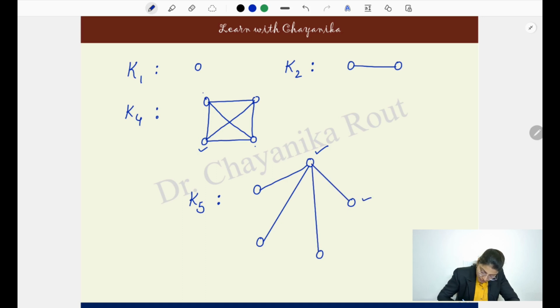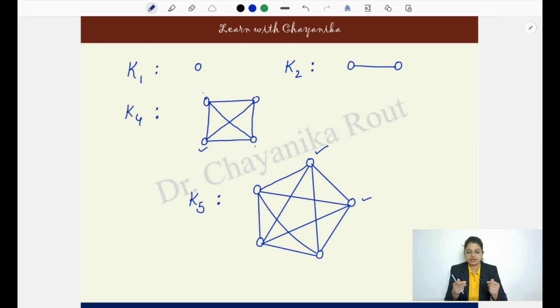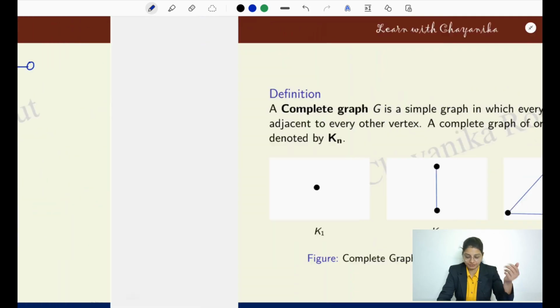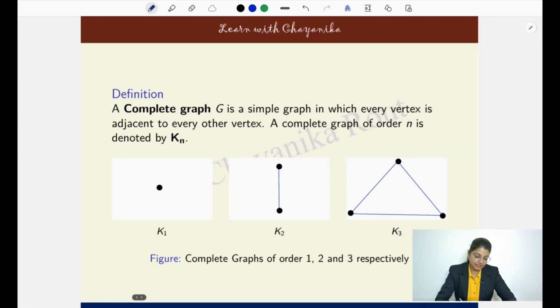Then choose the next vertex, make it adjacent to every vertex. So basically what we are doing is we are drawing an edge between every pair of vertices that we can have. So my suggestion would be, pick a vertex, make that vertex adjacent to all the others, then move to the next vertex, make it adjacent to all the others. Like this, one by one you move to each of the vertices, and that is how you complete your complete graph.